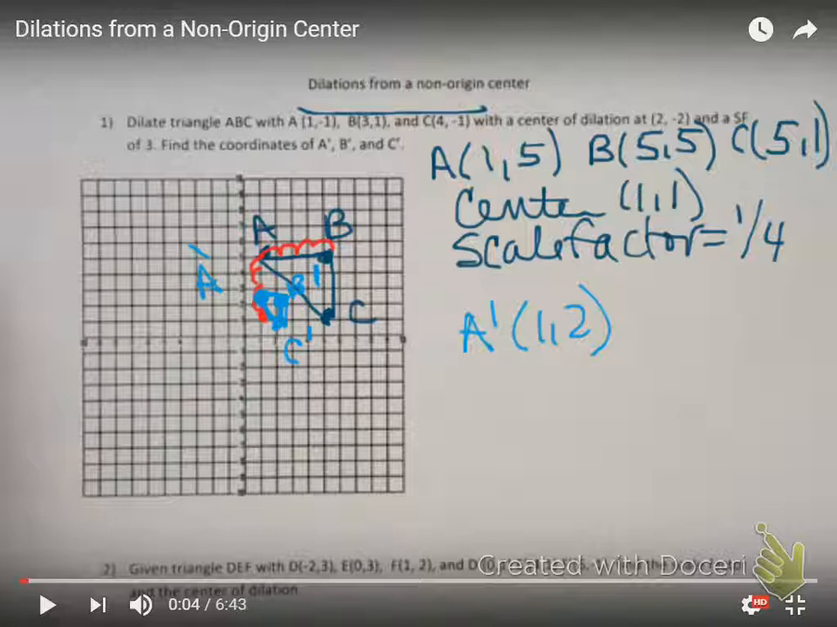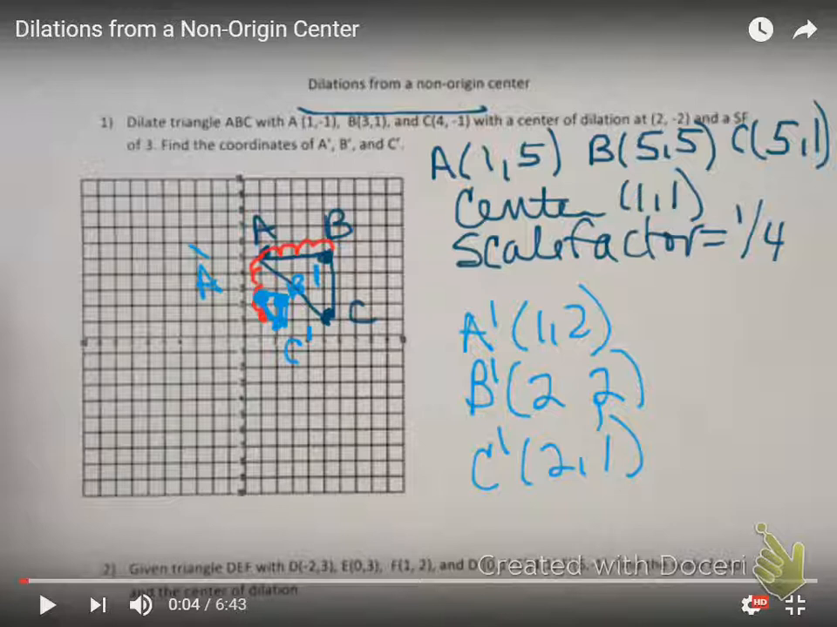So you have to find how far the center is from each coordinate and multiply by the scale factor. If it's a fraction, then you're going to divide by that denominator. I will tell you that most of the ones you get, when the scale factor is 1/4, the actual distance is probably going to be a multiple of 4. If it would be a third, it'd be multiples of 3, and that's how it works. So A prime here was (1, 2), B prime was (2, 2), and C prime ended up being (2, 1).